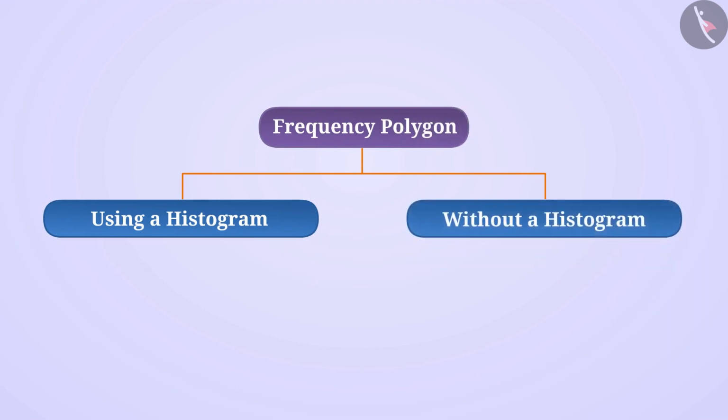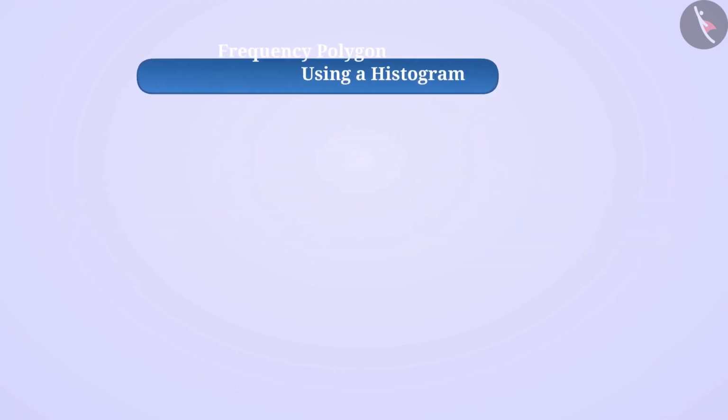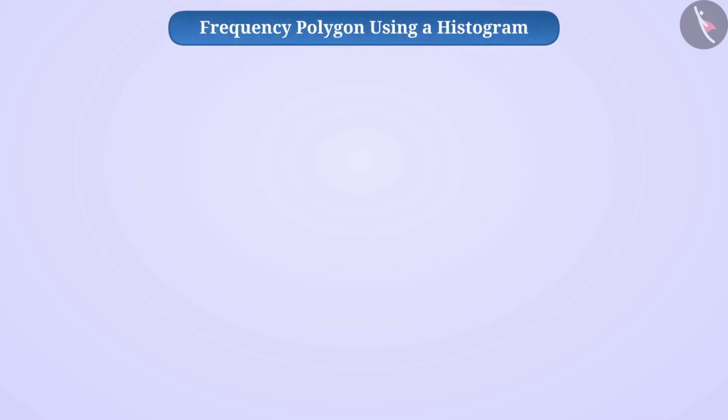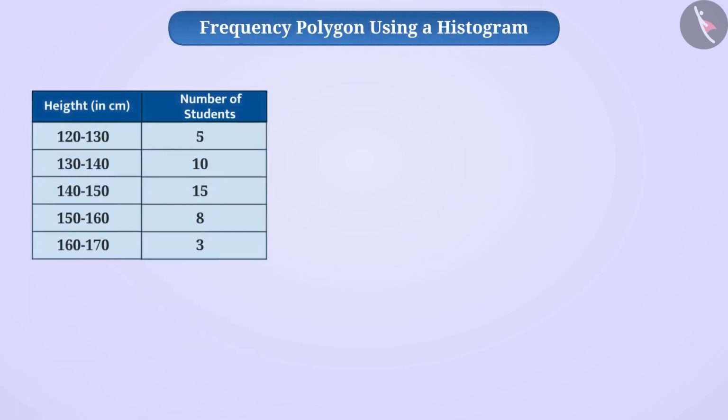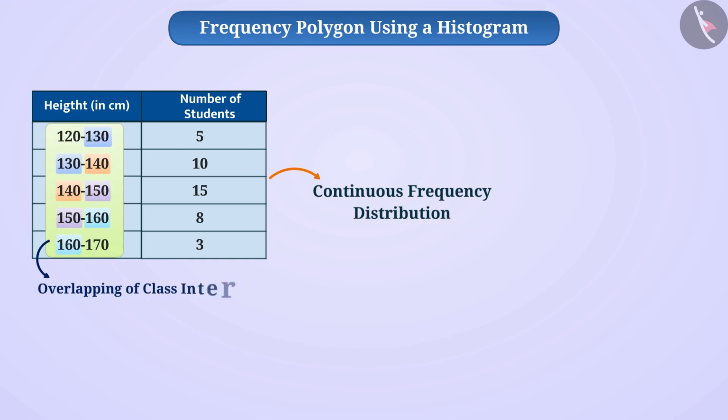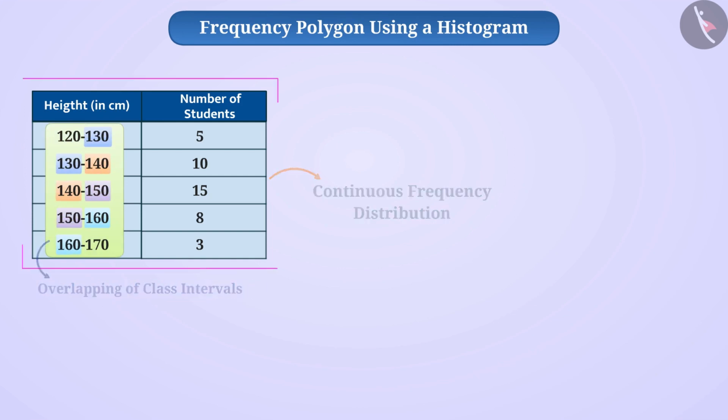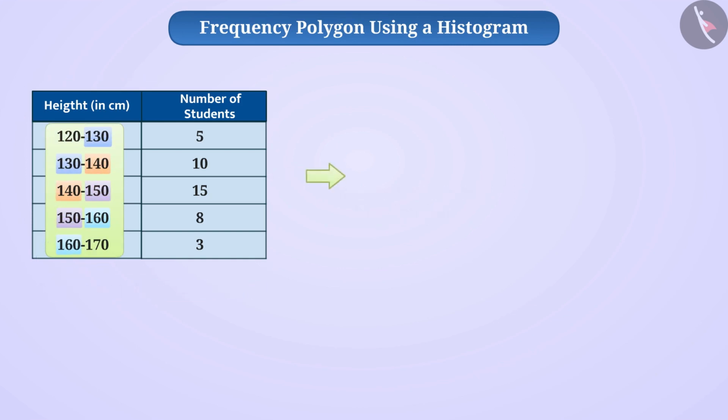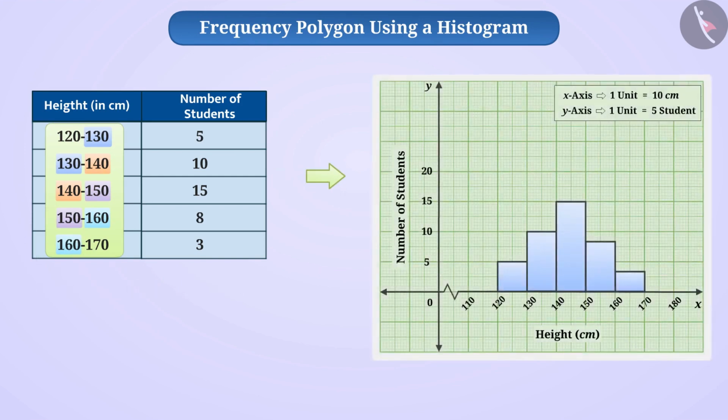Let us learn to draw a frequency polygon with the help of a histogram. Suppose the heights of students of class 9 in a school are presented in this frequency distribution table. This distribution is a continuous frequency distribution because there is overlapping of class intervals. From the frequency distribution table, we can draw a histogram like this. Pause the video and think about it.